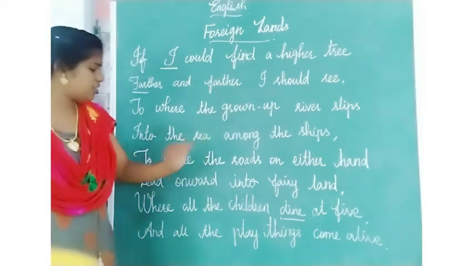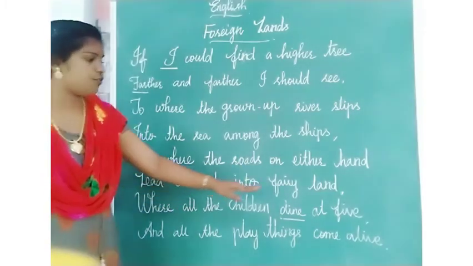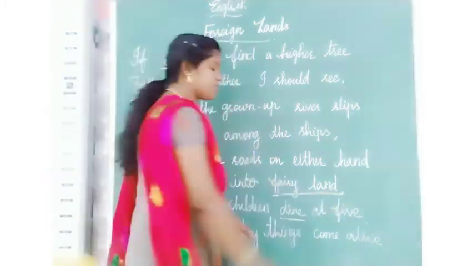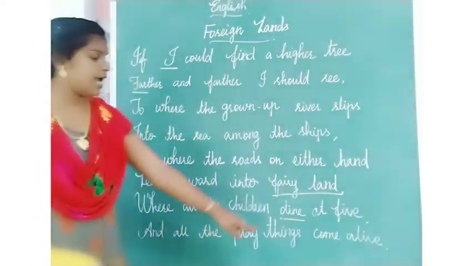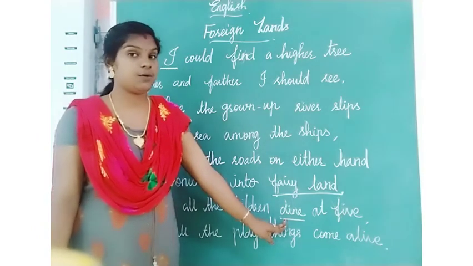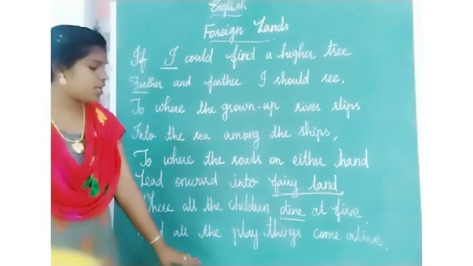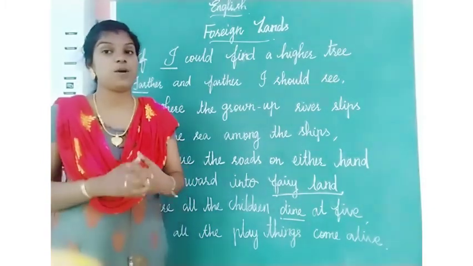The sea among the ships. On either hand, roads lead onward into fairyland. Fairy means imaginative world. Then dine. What is the meaning of dine? Eating dinner. And all the playthings come alive. Did you understand this poem?